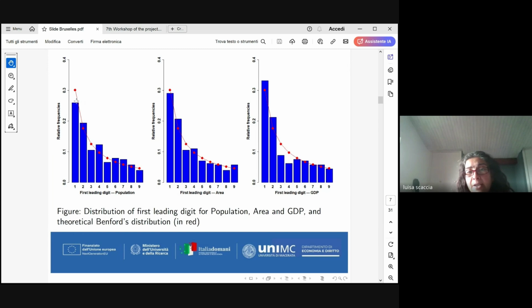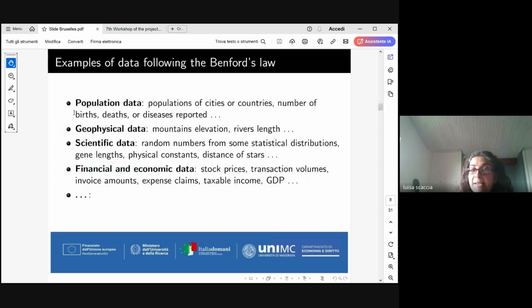So here I show you the same distributions as before, but I superimposed the theoretical distribution according to the Benford law. You can see that there is a good correspondence between the observed distribution and the theoretical one in all three cases, meaning that the Benford law is able to approximate the distribution of the first leading digit in plenty of different sets of data.